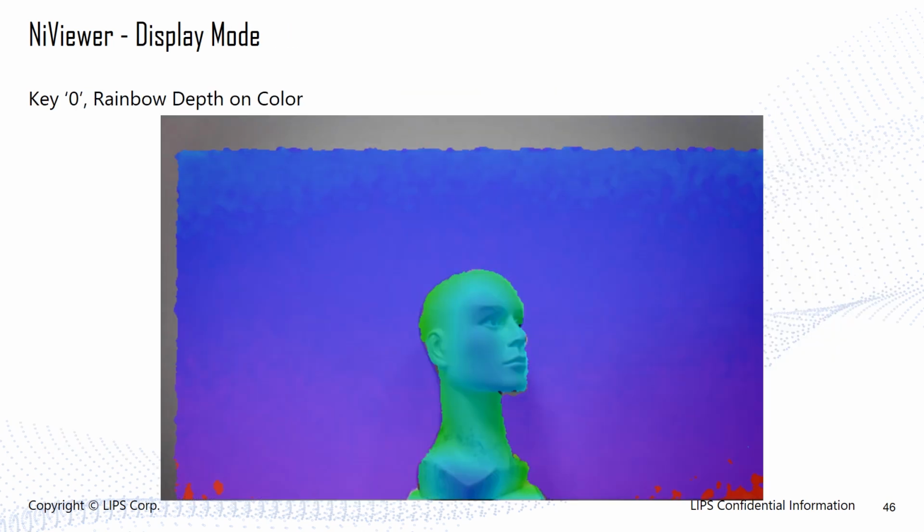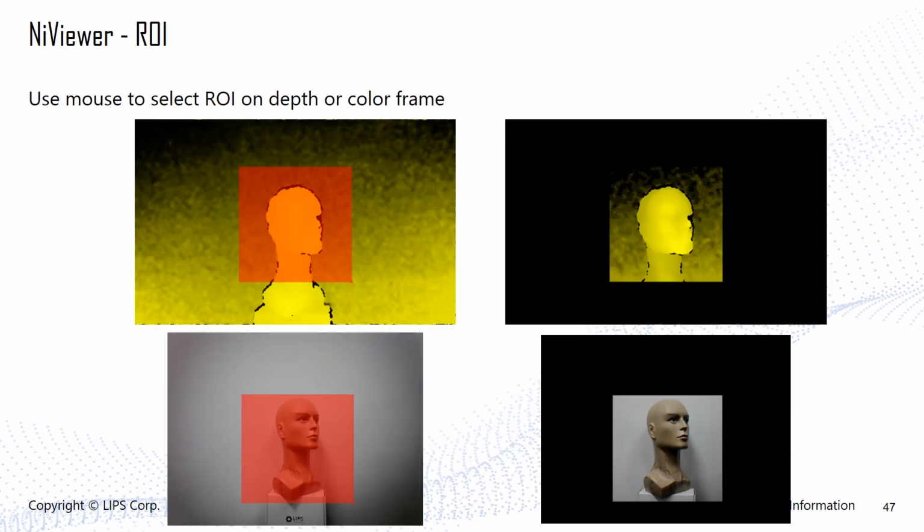There is also the possibility to have the rainbow depth display mode placed on top of the RGB output. For this mode, the key number is 0. Once turned on, it can be seen the rainbow depth becomes transparent, where it is transposed with the RGB output, and you can see the matching locations.